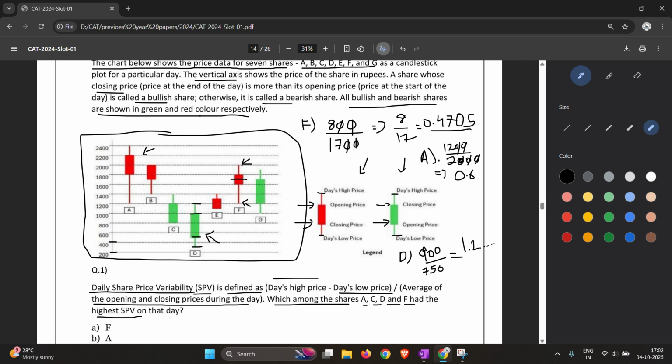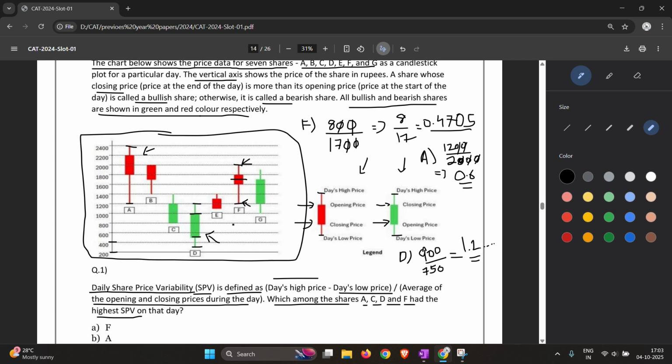We can already see that from all we have calculated till now, 1.2 is the highest. Even though the difference between the high and low was the maximum for F, right? Actually no, it was the maximum for A, but the variability for D is higher. Why is that so? Because we are also dividing by the average opening and closing price. So what that does is it scales the price according to the range of the price of the share.